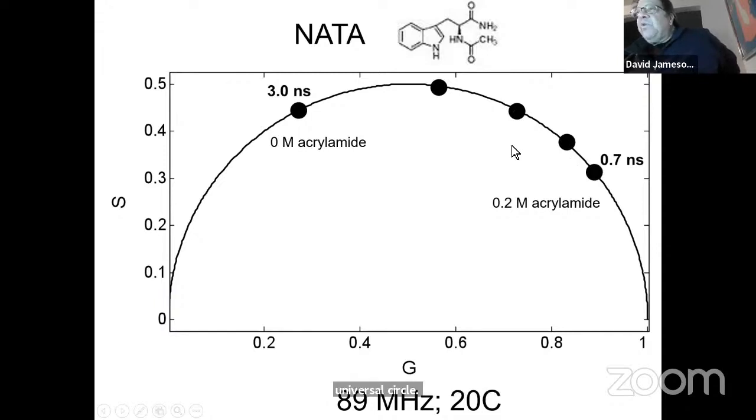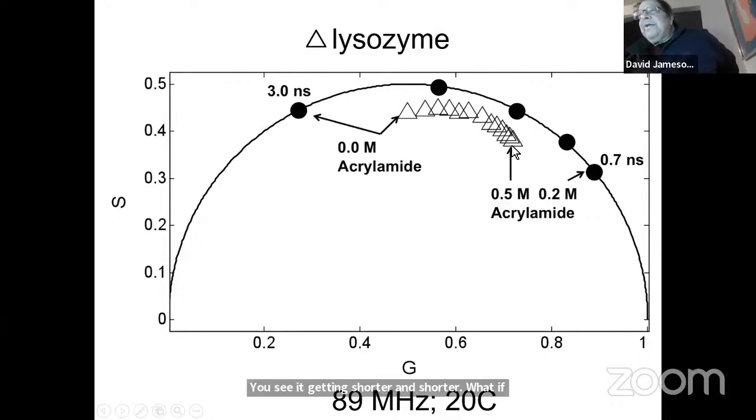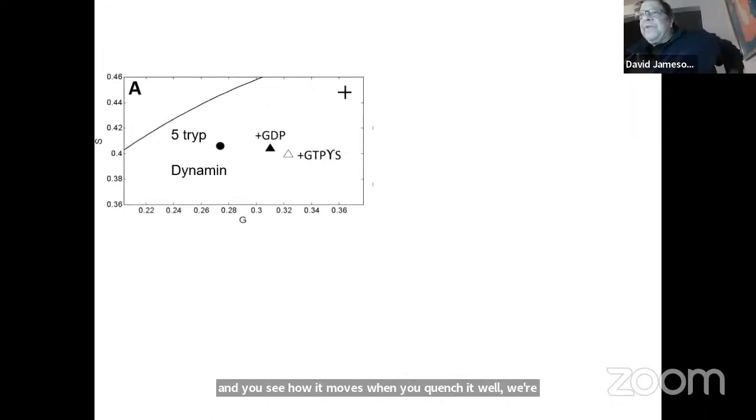What if you have a protein with multiple ones? Well, here's lysozyme, which has 6 tryptophans. Most of the fluorescence comes from 2 of the residues. And you see these points inside the universal circle, and you see how it moves when you quench it. Well, we're going to see how you can use this to quantify processes.